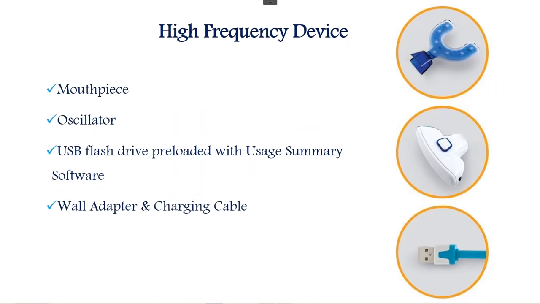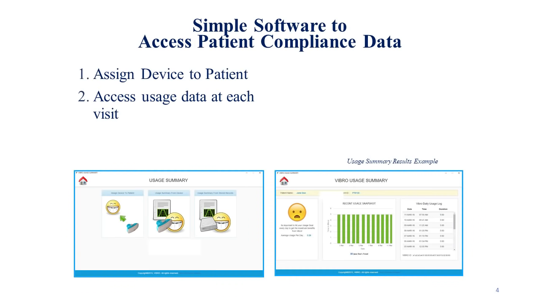So the different pieces are, in the top right, we've got the mouthpiece, then we've got the oscillator. Those are two different pieces. That's important to know, because if either part of those breaks, for instance, it rarely happens, but if the mouthpiece breaks, I keep 3 or 4 extra mouthpieces in stock, so if there's ever a problem with it, I just hand the patient a new one, and it's not a problem. A flash drive, a wall adapter, and a charging cable come with the kit.